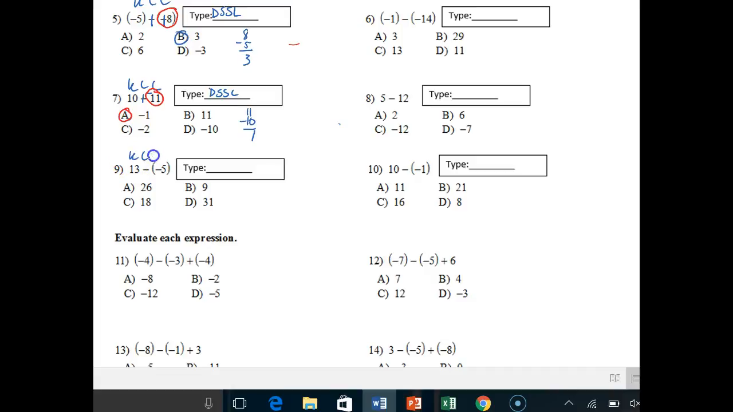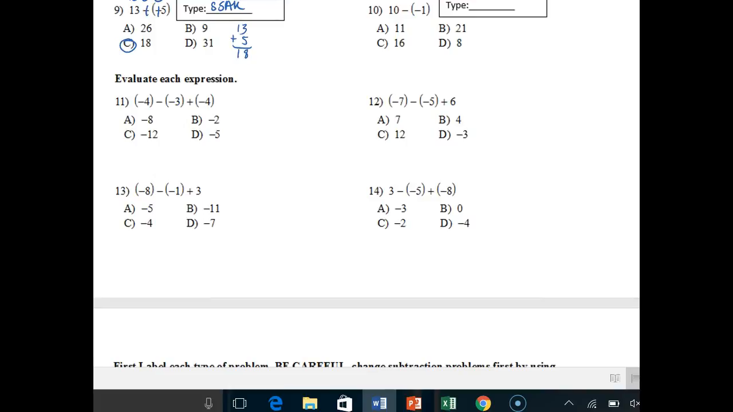Number 9, KCC, 13 plus positive 5, and this is very similar to our first one. It's SSAK. You have same signs, you have both positive, add and keep them. So 13 plus 5 is 18. Pause the video and do number 10.